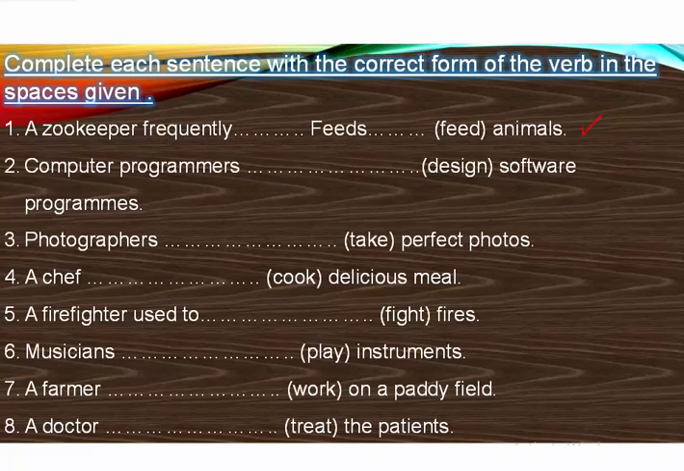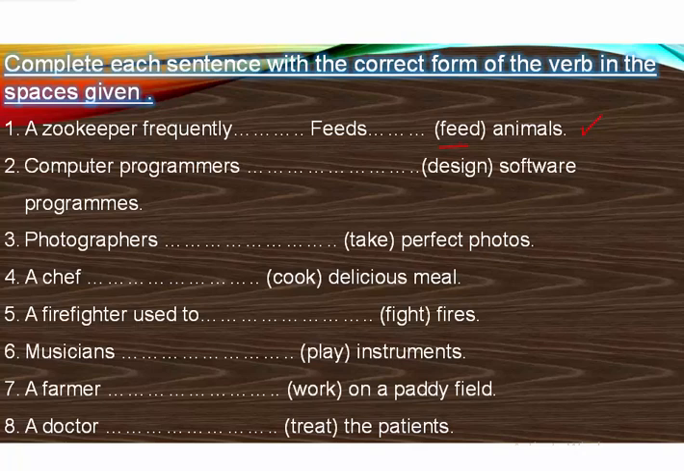I can read the questions. A zookeeper frequently feeds animals. Here, feed is the verb, but this verb joins with s. A zookeeper frequently feeds animals. This is the example.